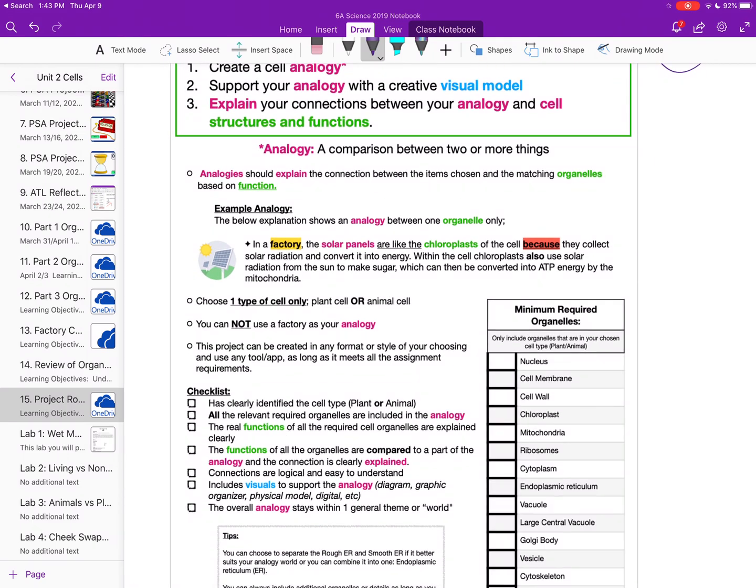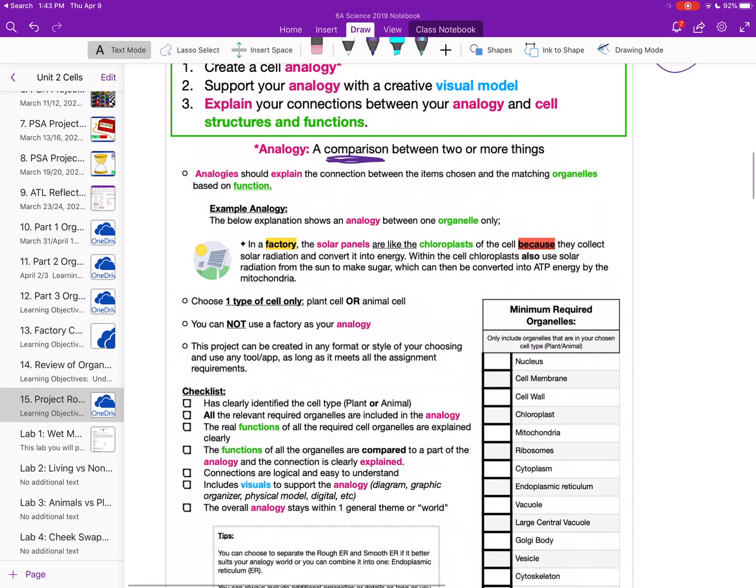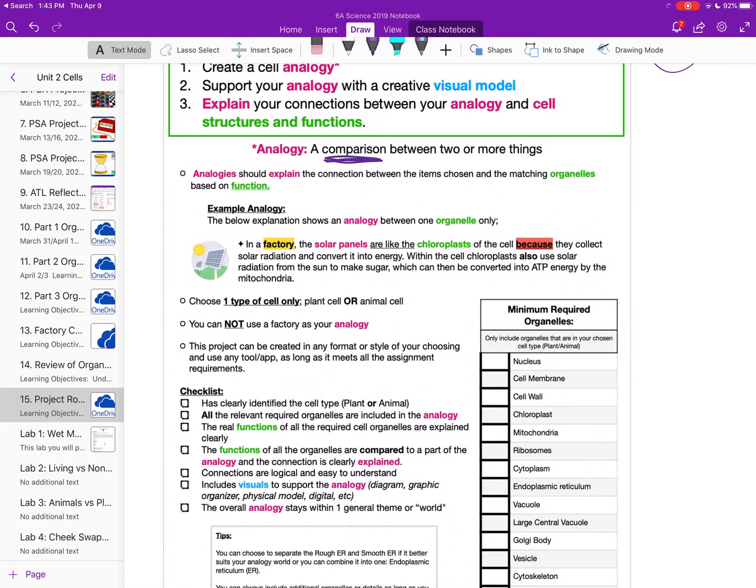You are creating a comparison, so that's what an analogy is. Your analogy is going to explain the functions of the organelles by making a connection to something. I want to emphasize that it should be about the function and not the appearance or the look. So we're not making a connection like grass is similar to the chloroplast because it's green. It shouldn't be based on shape or color. It should be based on its function or purpose. So what does it do that makes them similar?